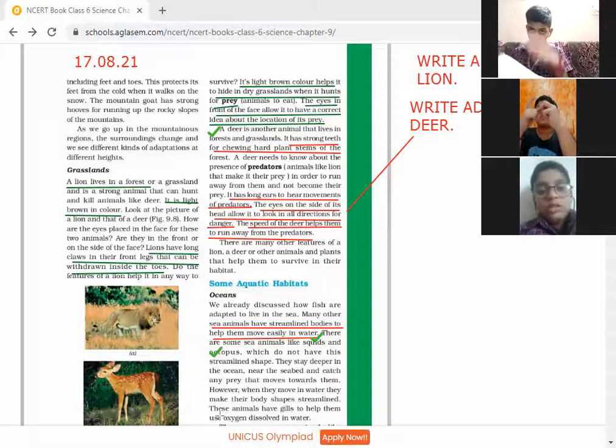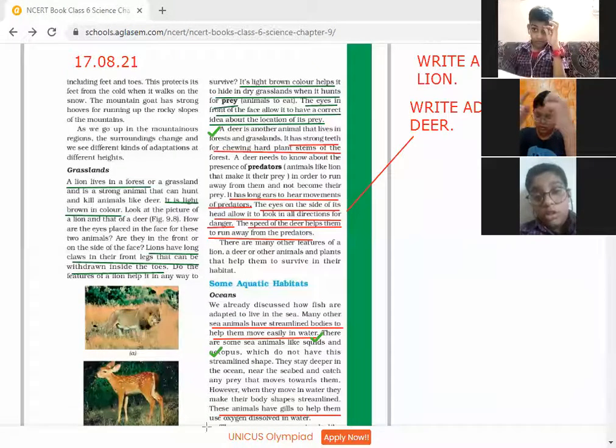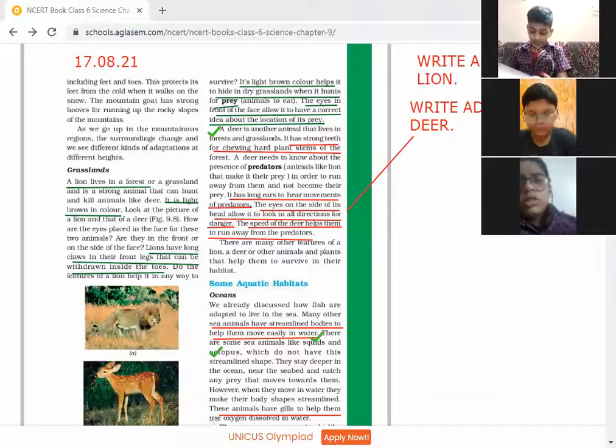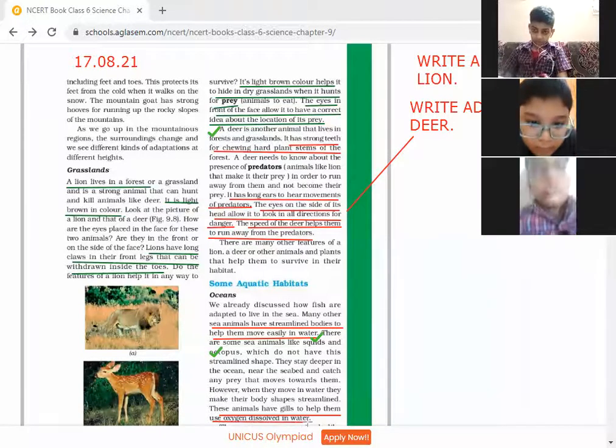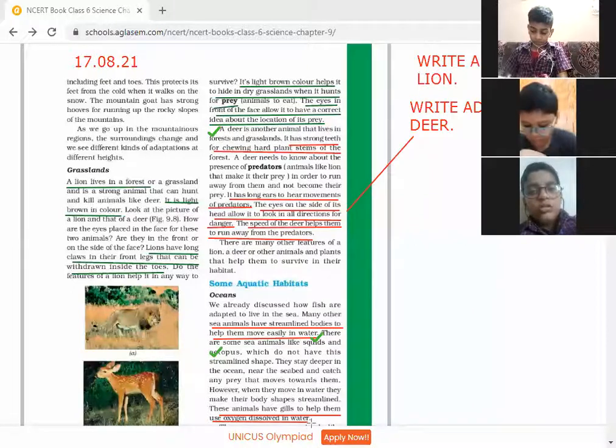Okay, beta, wait for a minute. So these animals have gills with which they breathe in oxygen present in water.